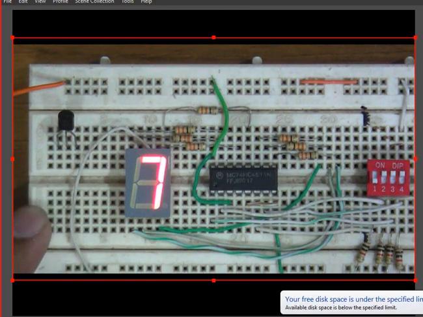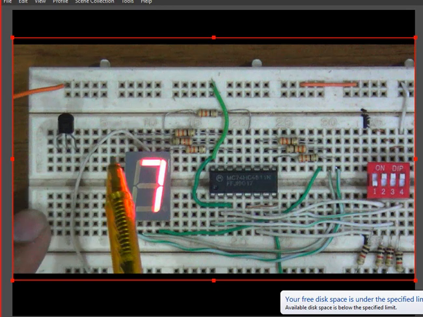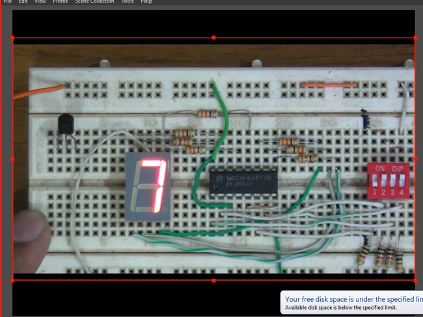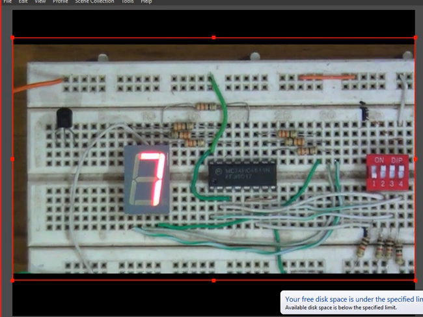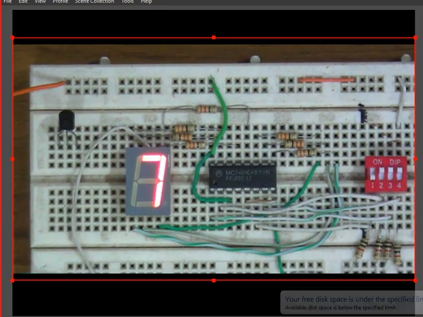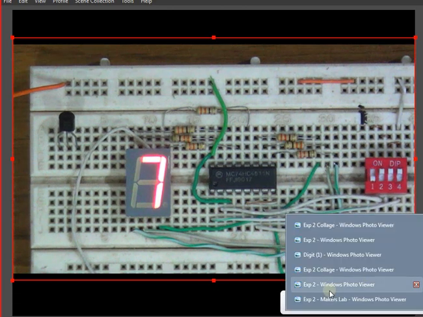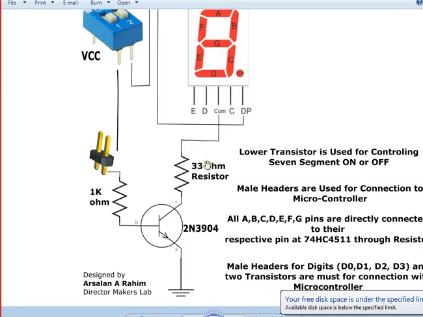What I will do, now you can see there is 7 written, the common anode point, you can see this is going towards the ground. So what I have to do, since this is an NPN transistor, let me just show you a little on the circuit diagram. If I go back on the circuit diagram, I want to control this one.